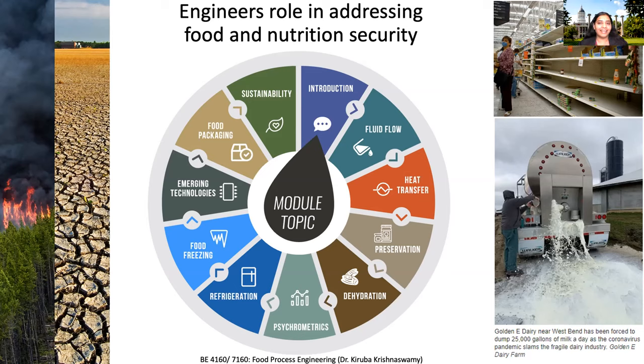And these numbers are not just averages and standard deviations. It's breathing, living people, their families and their children who are affected. So that's one big problem. On the other hand, we waste around 1.3 billion tons of edible food annually.